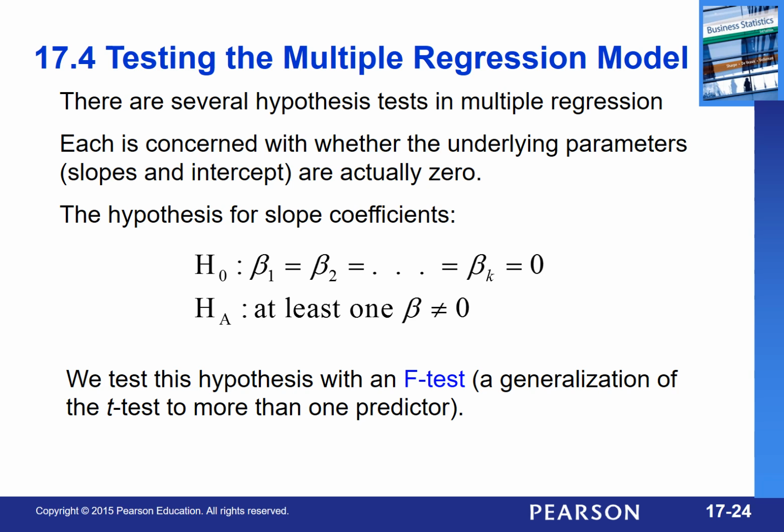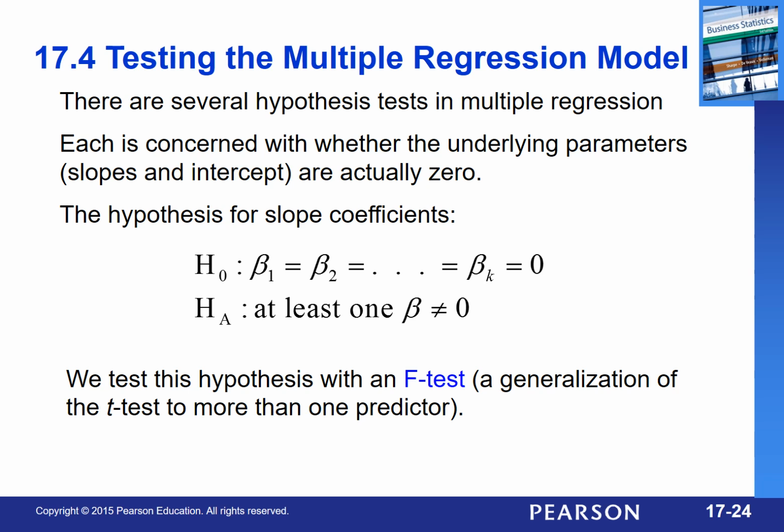Let's look at how to test the model. There are lots of hypothesis tests you could do for this, but if you're going to test the entire model, you should be looking at the following hypothesis tests. The assumption for our null hypothesis is that everybody's 0. None of this matters, which is a little crazy. All of my slopes are 0. Why'd I even bother? My model isn't interesting.